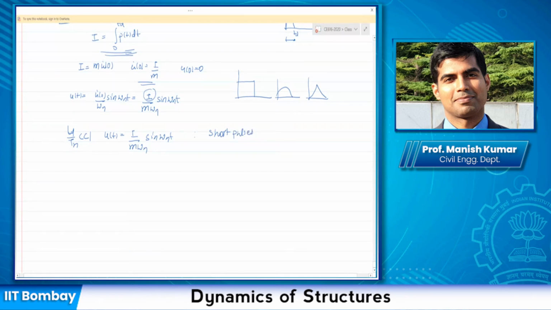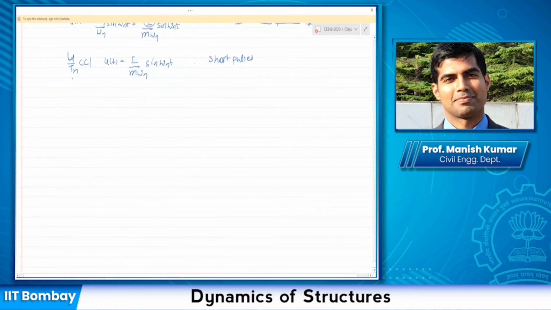So what do we mean by short pulses? When TD by Tn is much smaller than 1. Now I have to find that out. What do you mean by much smaller than 1? Is it 0.5? Is it 0.25? And that you can actually go ahead and draw basically the same response spectrum.